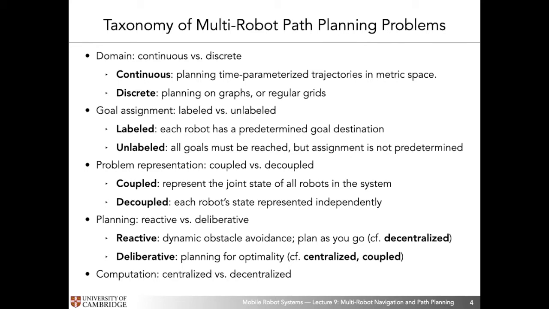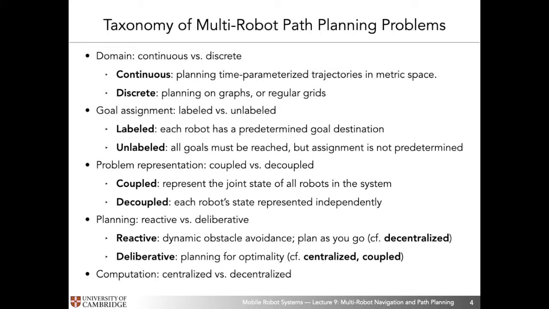So coupled solutions tend to represent the joint state space of all robots in the system, whereas decoupled solutions model each robot state independently. And there are consequences that we will talk about when choosing either coupled or decoupled planning methods. And finally, planning can be reactive or deliberative. So in the reactive sense, we're really thinking of robots reacting in the more short-term time horizon, where potentially they're just reacting to obstacles that they encounter along their way.